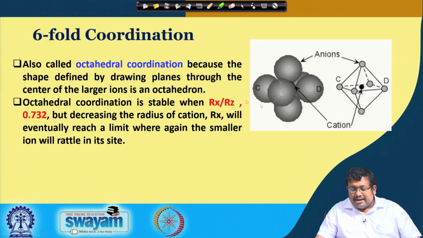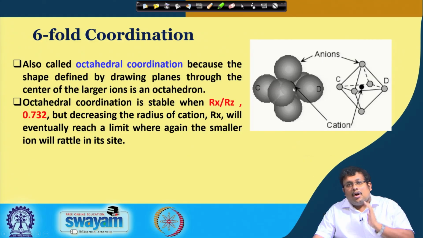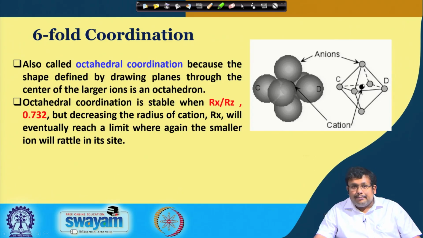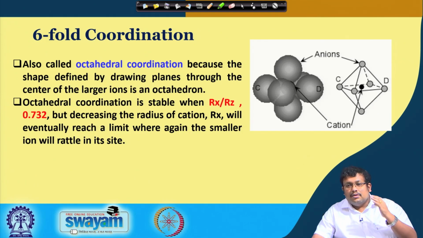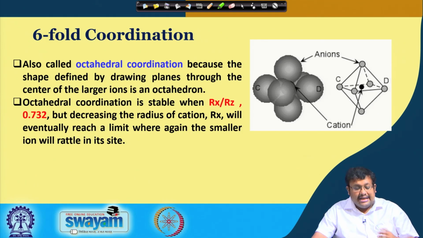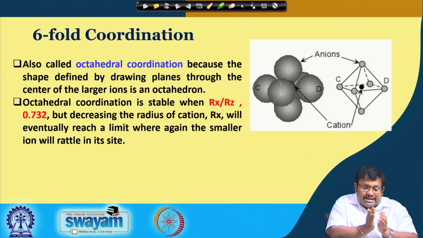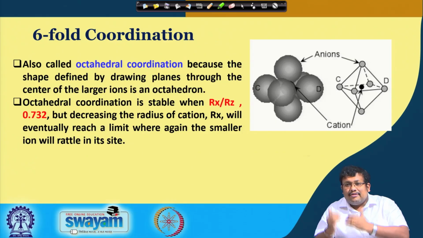So, this is the 6-fold coordination, as you can see. This is also known as the octahedral coordination, because the shape defined by drawing planes through the centers of the larger ions is an octahedron. Octahedral coordination is stable when the radius ratio is above 0.732. However, if we go on reducing the radius of the cation, Rx, we will eventually reach a limit where again the ion will rattle in its site. Then the coordination will change from octahedral to a new coordination.